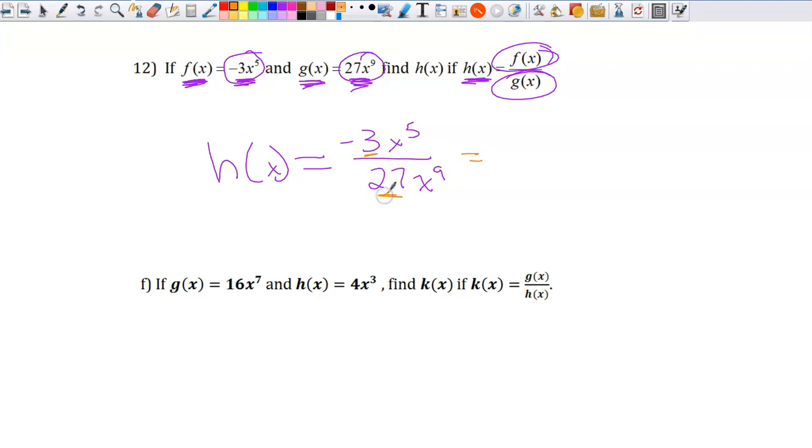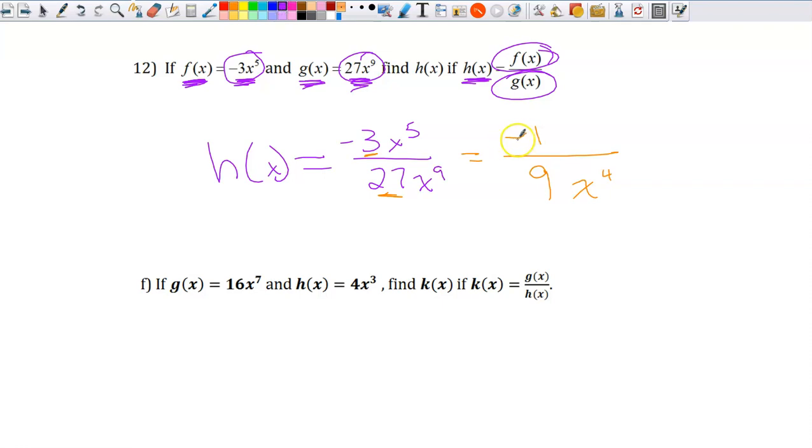Coefficient divided by coefficient ends up being negative 1 over 9. 3 goes to that once, 3 goes to that 9 times. I got 5 x's on top, I got 9 on bottom. Bottom's going to win. There's going to be 4 left. And we got donezo.